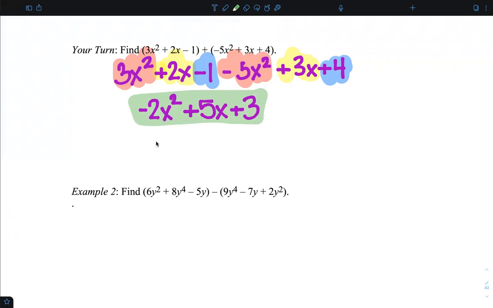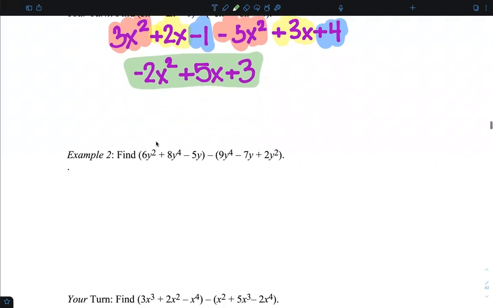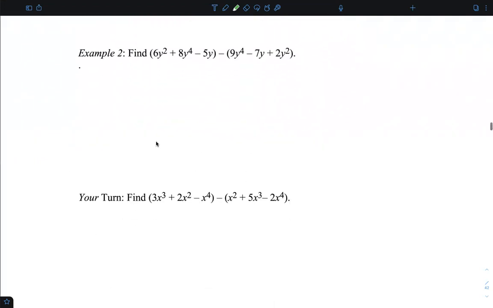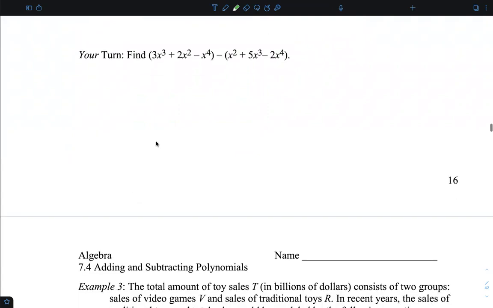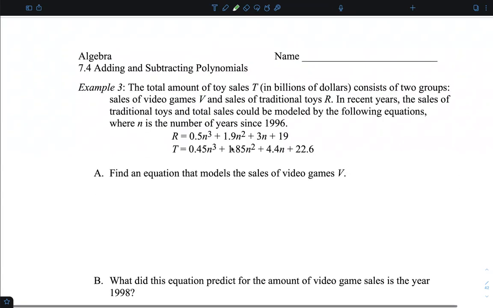All right, so if you got that, you're good to go. If not, try to look, see what mistake you could have possibly made and where that mistake was, and then fix it.